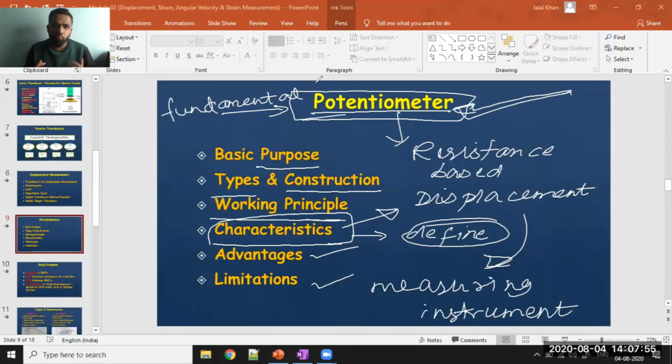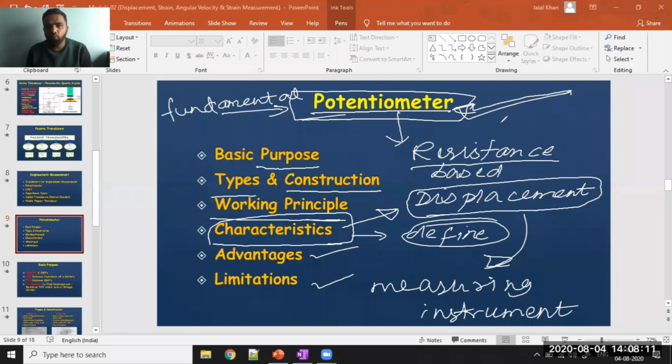Okay, so what we are basically going to do, we are going to use it only to measure displacement, because our purpose is to measure the displacement. Matlab, it will act as a transducer which will measure the displacement in terms of some kind of a voltage. Okay, because it is using resistance, and we already know resistance is proportional to voltage.